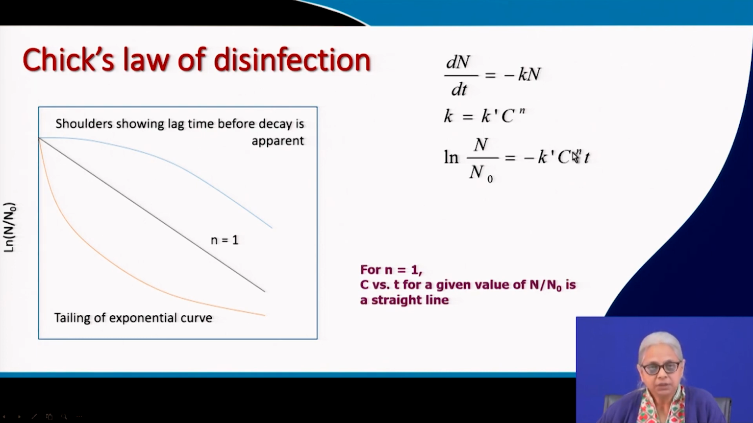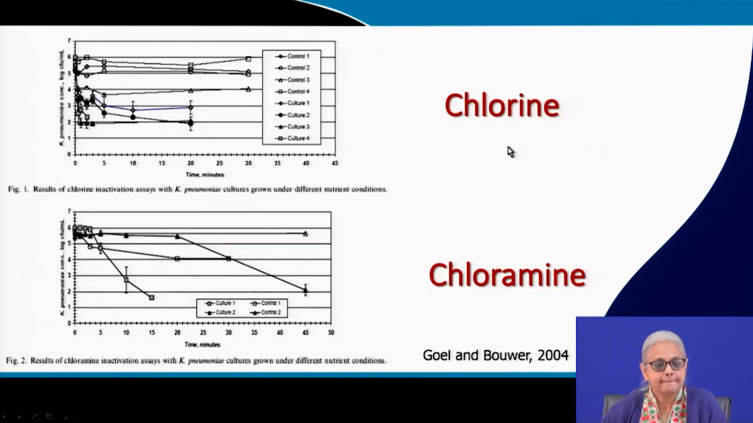Now, if we assume that n is equal to 1, C times T is the design parameter that we use for disinfection. When we do water treatment, we normally say what is the CT value required for 1 log reduction, 2 log reduction, 3, 4, whatever number of log reduction we want. So these are examples of the types of inactivation curves.